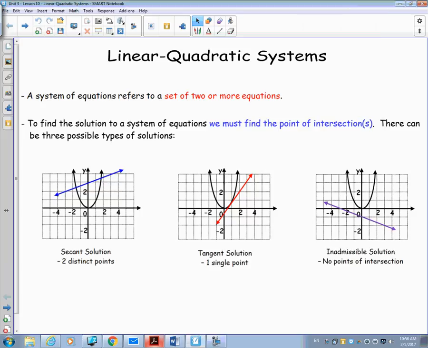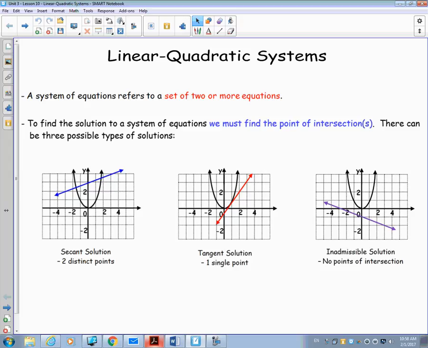In this lesson, we're going to examine linear quadratic systems. That is, what happens when you combine lines with quadratics. So we're going to have two or more equations, and basically two for this point. Our objective is we want to find their point or points of intersection.